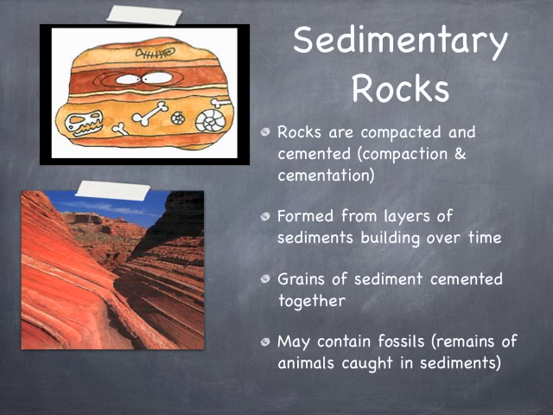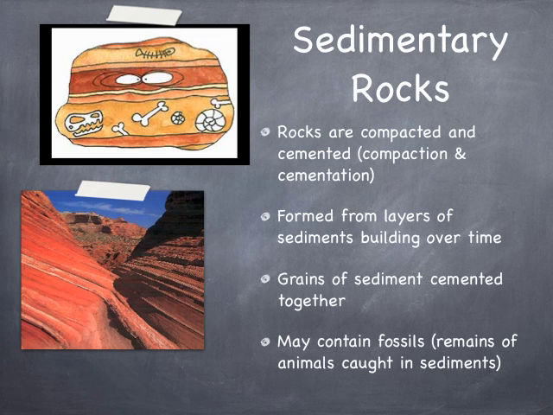All right, so my 3 rock types. We have sedimentary. If you look at the picture on the top, you can see it's layers. These are compacted and cemented, or compaction and cementation, basically meaning that they are pushed together and then over time they are bound together. These form in layers over time. It is the laying down of material. The grains of sediment are cemented or kind of glued together with gravity because of the pushing.